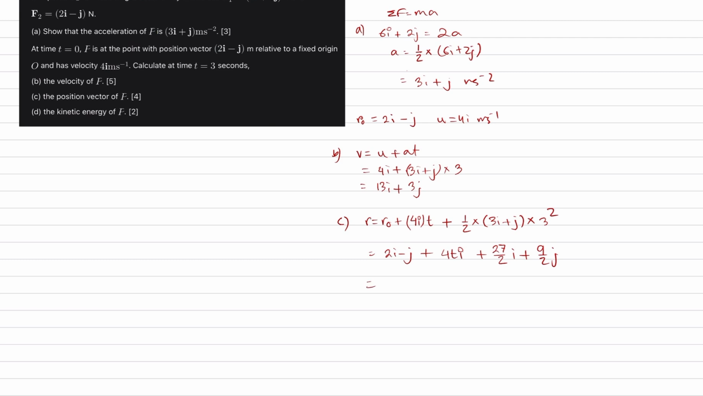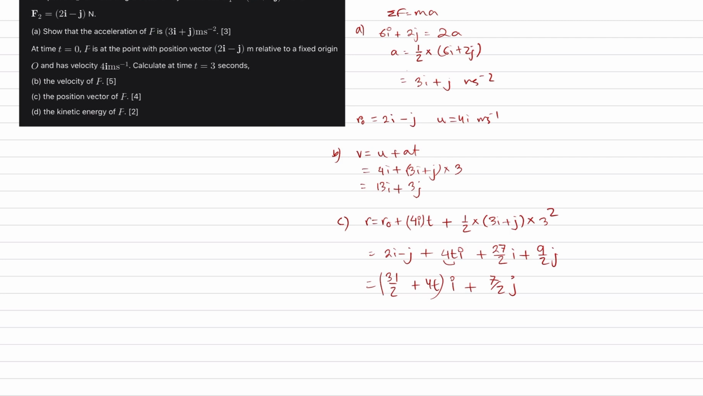Now we're just going to group all the i components and the j components. So 2 plus 27 by 2. I'm just going to put it in my calculator. 2 plus 27 by 2 is 31 by 2 i, plus the 4t we have right here. Okay, wait, why did I write i here? My bad. Same for the j components. It's just 9 by 2 minus 1, which is 7 by 2 j. There you go. That's it.